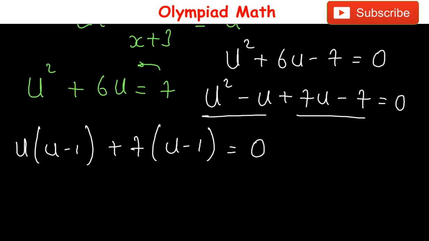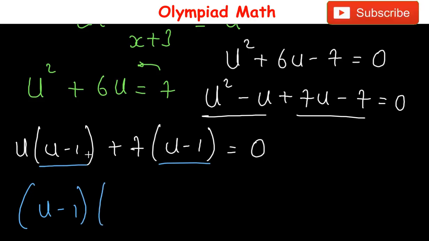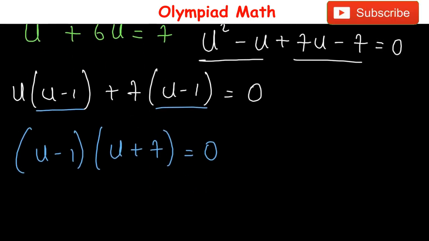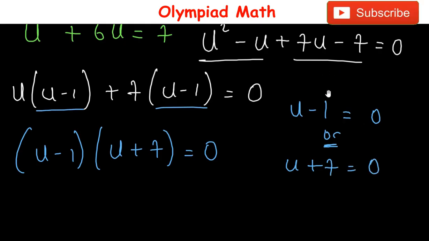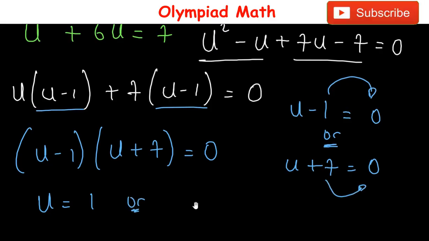So we have a common factor, which is u minus 1. Pick 1 in brackets u minus 1, then we have u plus 7, and this equals to 0. So from here, we can equate these two to 0. So we have u minus 1 is equal to 0, or we have u plus 7 is equal to 0. If we move minus 1 over to this side, the value of u is equal to plus 1. Or if we move 7 over to this side, the value of u is equal to minus 7.